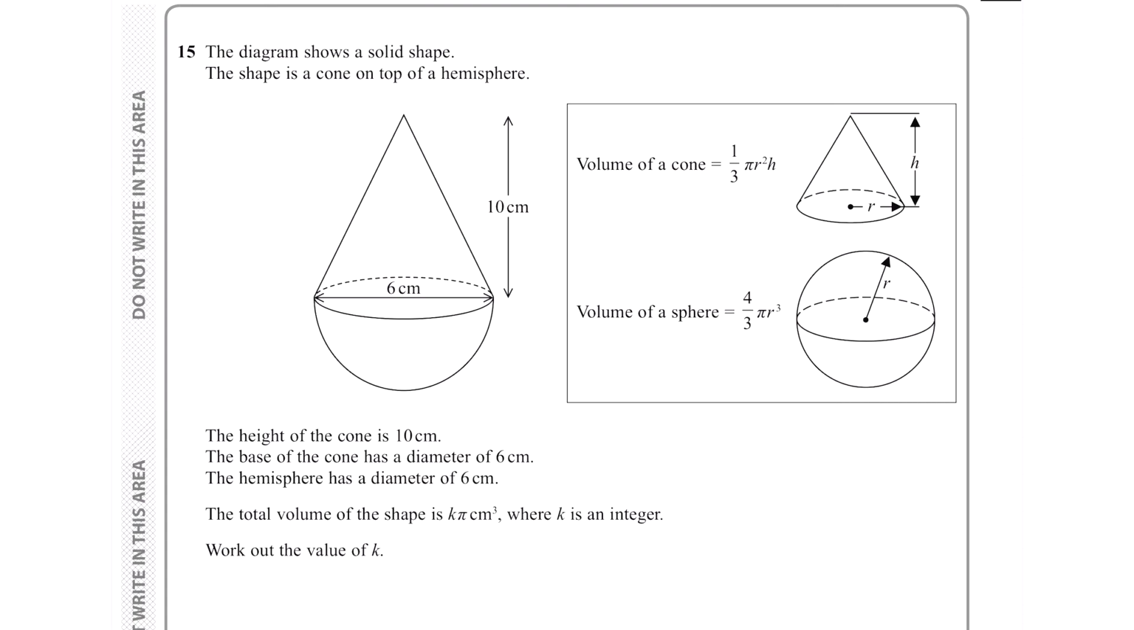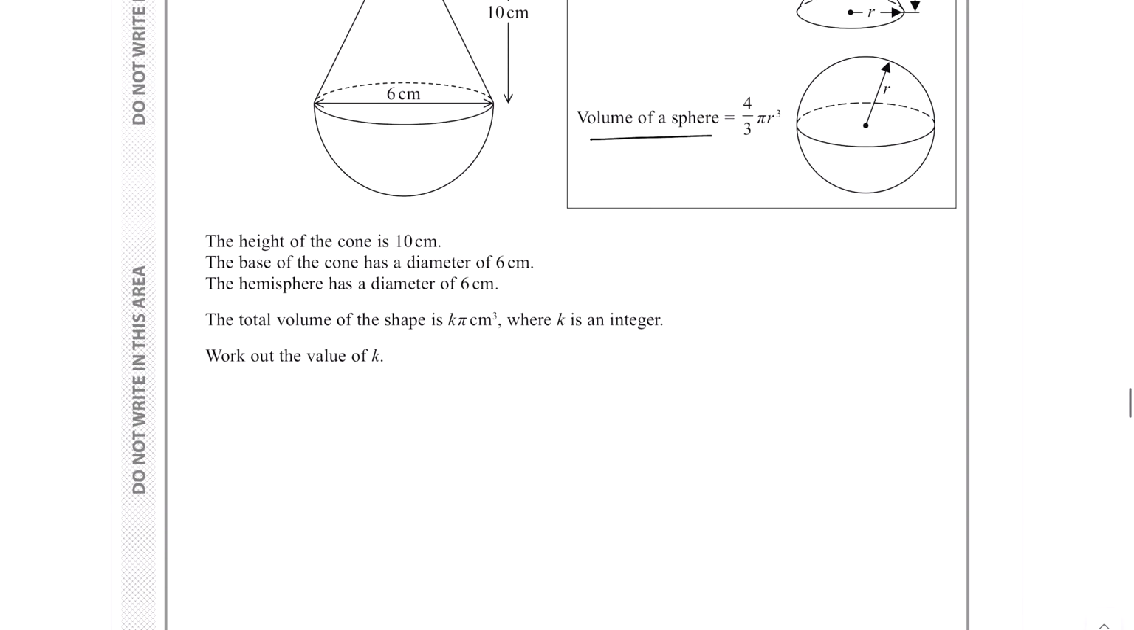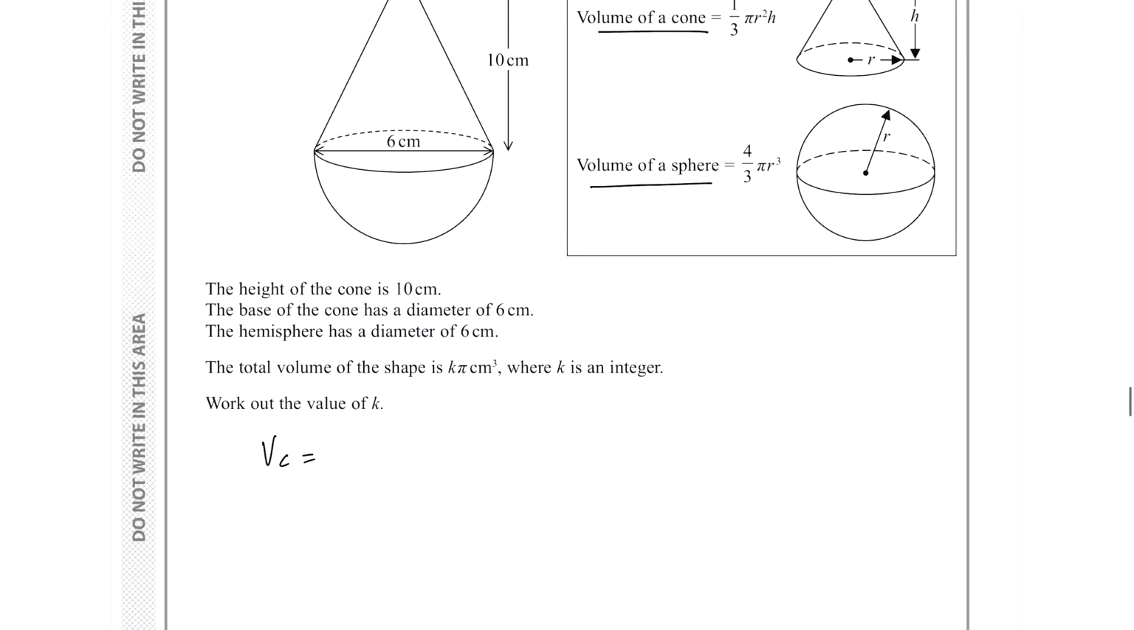So it wants us to work out the total volume, and we know that there's two shapes. So there's a cone and then there's a hemisphere, and we've been given some formulas here. So let's start by looking at the volume of the cone. That's going to be 1/3 times pi times r squared. Now the diameter is 6, so the radius is going to be 3.